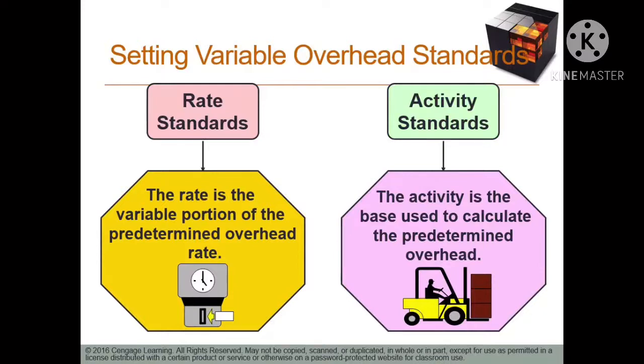Setting variable overhead standard. For rate standard or price standard, the rate is the variable portion of the predetermined overhead rate. For activity standard or quantity standard, the activity is the base used to calculate the predetermined overhead.